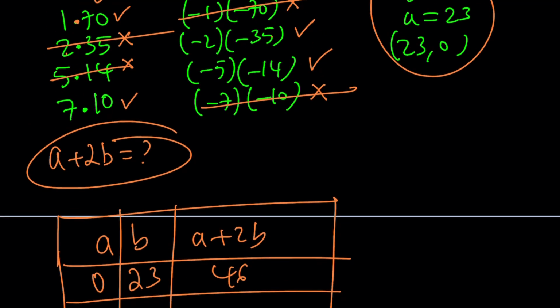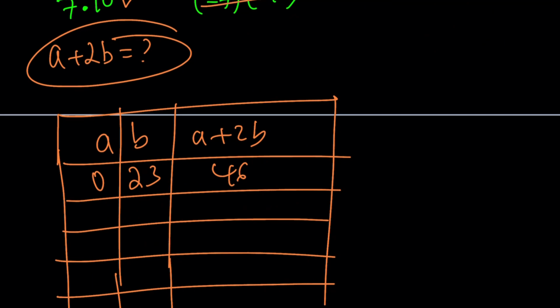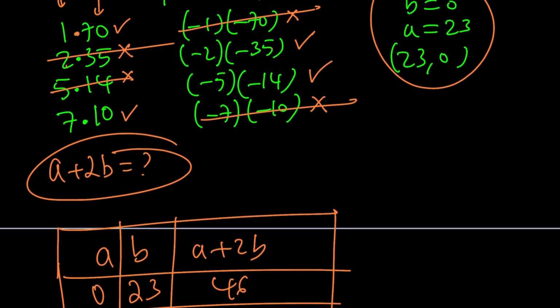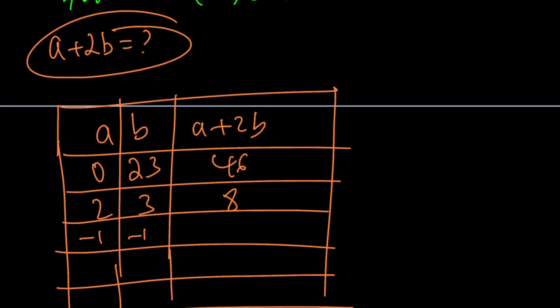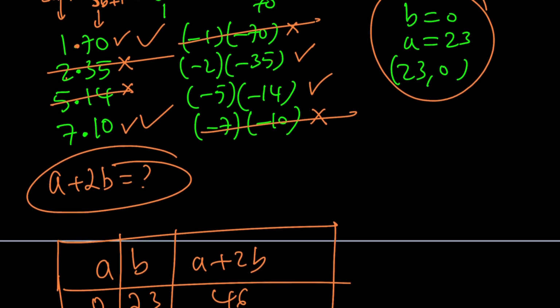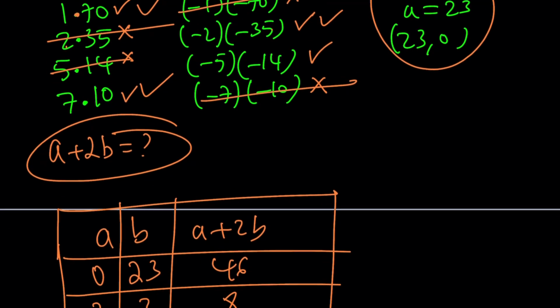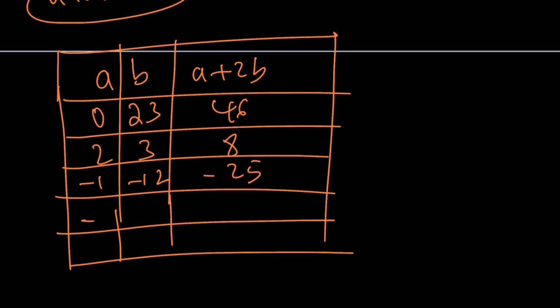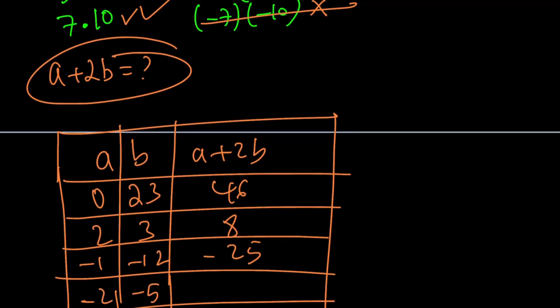Great. And then I'm going to look at the 7 and 10. That's going to give me 6 and 9, which is 2 and 3. That's going to give me 2 plus 6, which is 8. And then I'm going to be looking at, so these are done. Negative 3, negative 1, and negative 12. Negative 1 and negative 12. A plus 2b is going to be negative 1 plus negative 24. It's going to be negative 25. And then I'm done with this. And finally, negative 6, negative 2, negative 5. That's going to be negative 2 plus negative 10, negative 12.